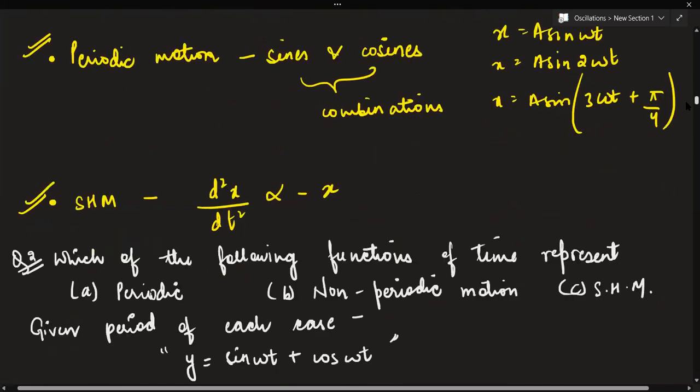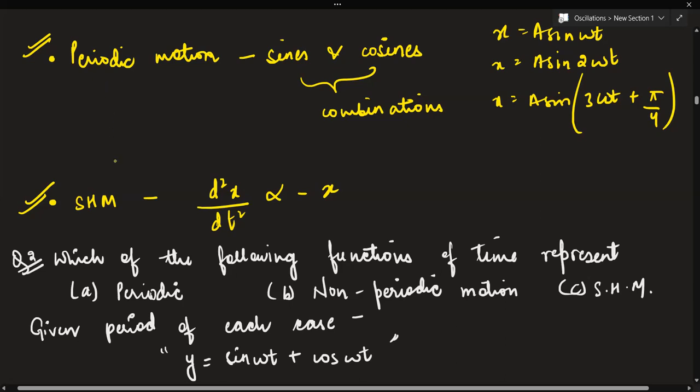One more thing before you note down. This is also a very important thing. In the later questions that we'll discuss, we have to identify periodic motion, non-periodic motion, SHM. The first thing you should know is that periodic motions are sines or cosines, but they can be combinations of sines and cosines as well, like sin theta plus cos theta. If you see any kind of combination, then also you say the motion is periodic.